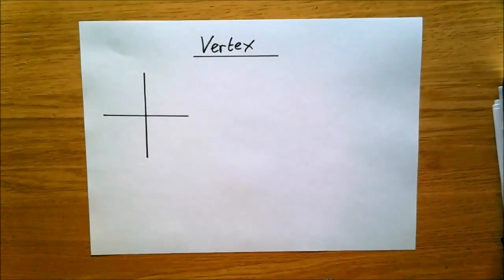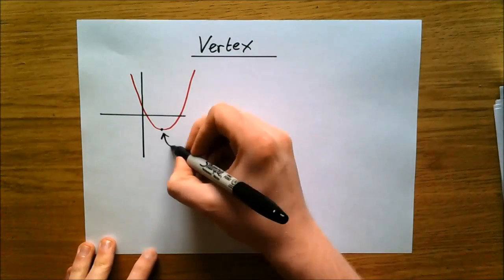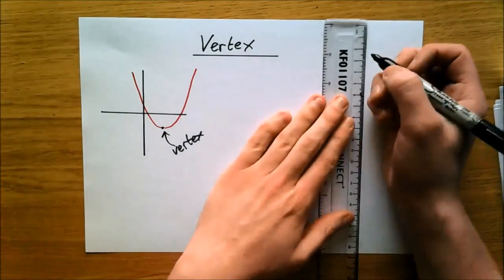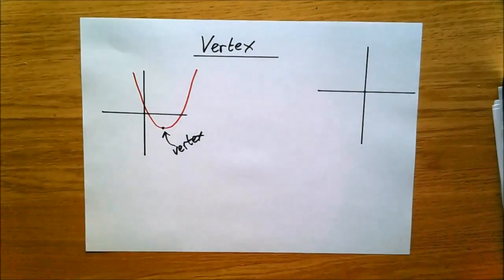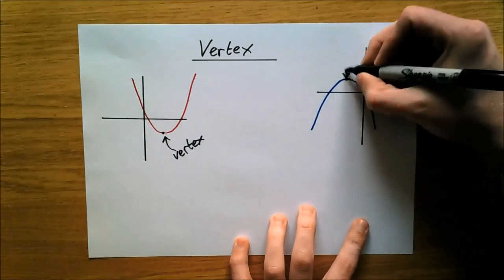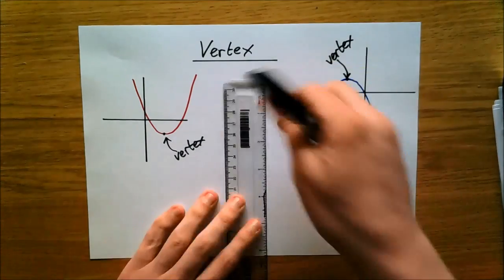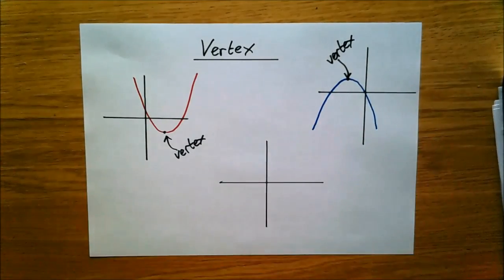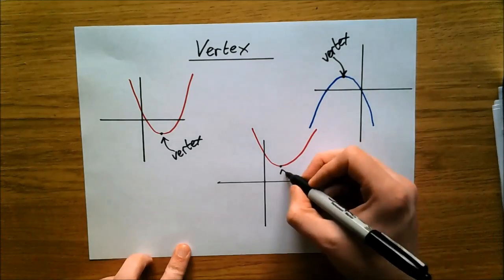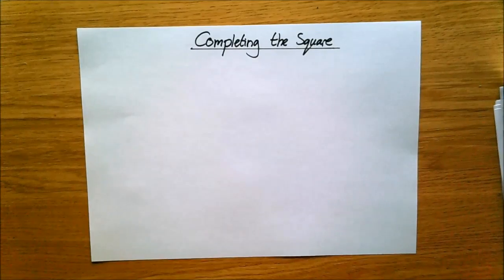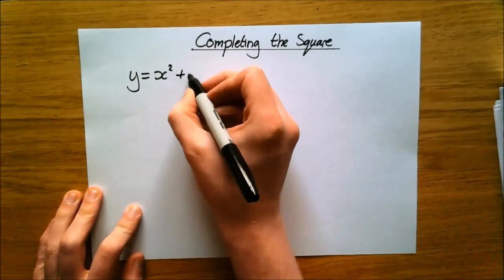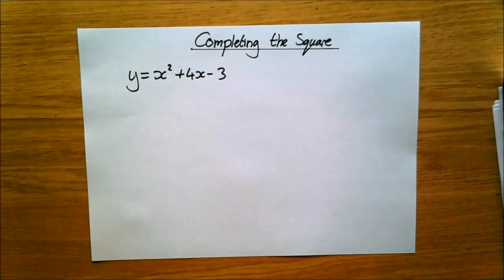Now, before we get on to completing the square, let's recall what we mean by a vertex. A vertex is just the tip of a quadratic graph, i.e. the minimum or maximum point depending on whether it is a positive or negative graph. Completing the square is the method we use to determine this vertex.